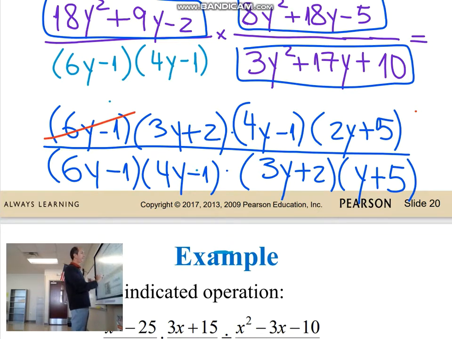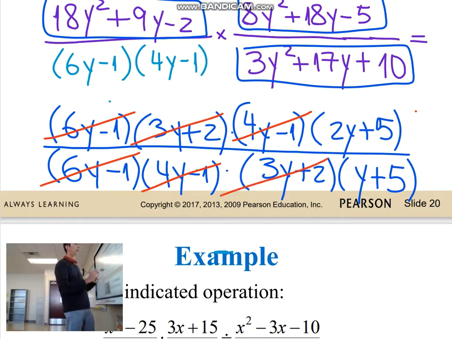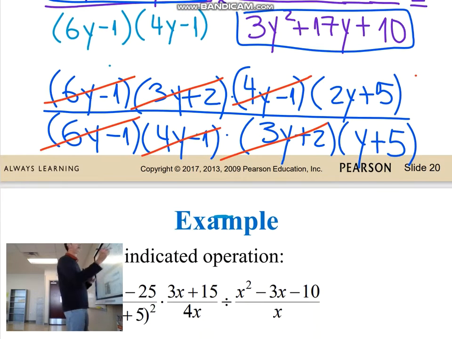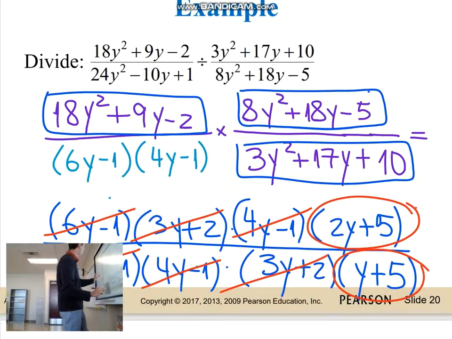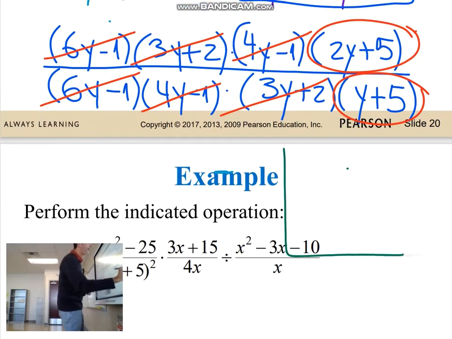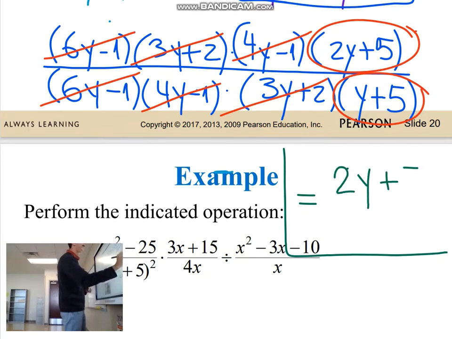Now we will cancel the common factors. We have 6y minus 1 and 6y minus 1, 4y minus 1 and 4y minus 1, and 3y plus 2, 3y plus 2. Very cool. The things that are left: 2y plus 5 over y plus 5. That is going to be the answer, the solution for this. It equals 2y plus 5 over y plus 5.